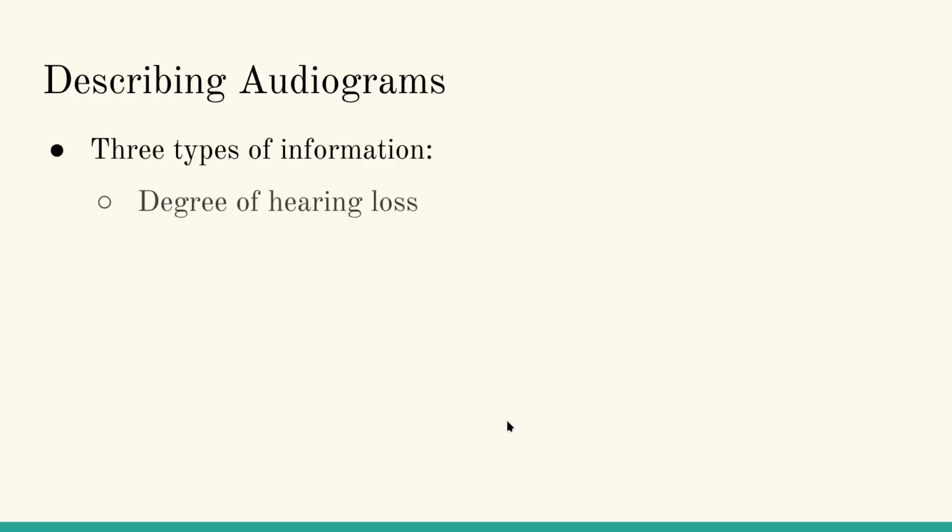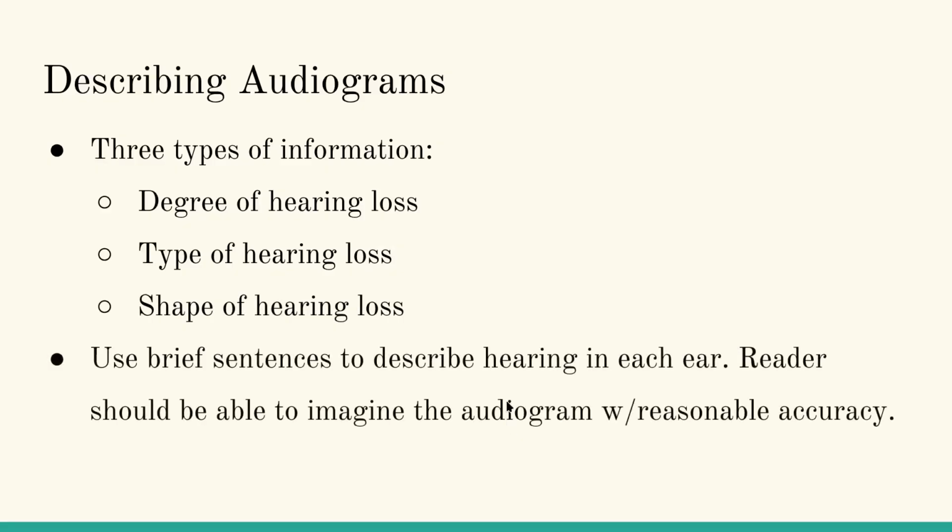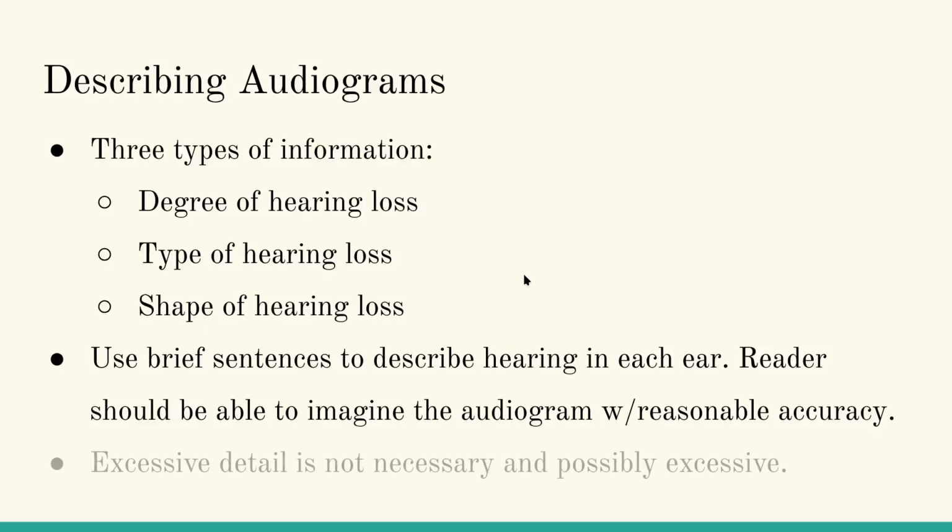So when we describe audiograms, we want to talk about the degree of hearing loss, the type of hearing loss, the shape of hearing loss. Use brief sentences to describe hearing in each ear. The reader should be able to imagine the audiogram with reasonable accuracy. Excessive detail is not necessary, and it's probably excessive. I agree with this.